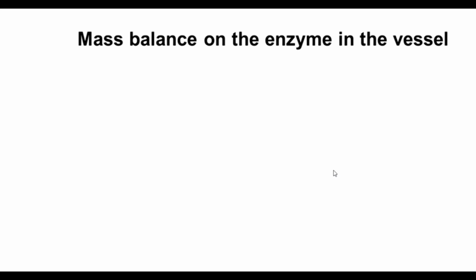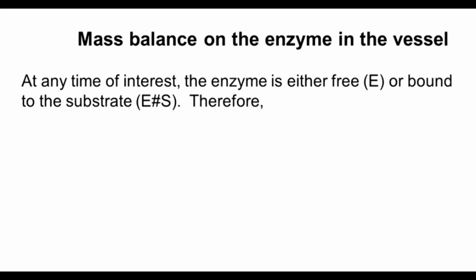Now let us write a mass balance on the enzyme in the vessel. Earlier we wrote a mass balance of the product. Now let us write a mass balance on the enzyme. At any time of interest, the enzyme is either free or bound in the enzyme substrate complex, as we had viewed in our mechanism. Therefore, the mass of the total enzyme, ET, is the concentration of the total enzyme times the volume. The mass of the total enzyme is the mass of the free enzyme plus the mass of the enzyme that is bound in the enzyme substrate complex.